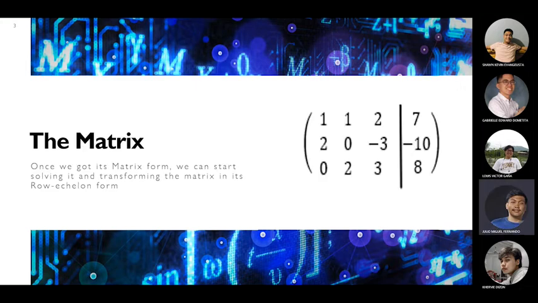Next slide, please. Okay. For the next step, once we have its matrix form, we can start solving it and transforming the matrix into its row echelon form. In this example, in row 1, we have 1, 1, 2, 7. In row 2, we have 2, 0, negative 3, and negative 10. And in row 3, we have 0, 2, 3, and 8.